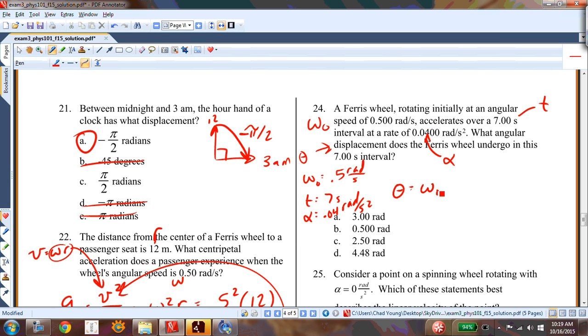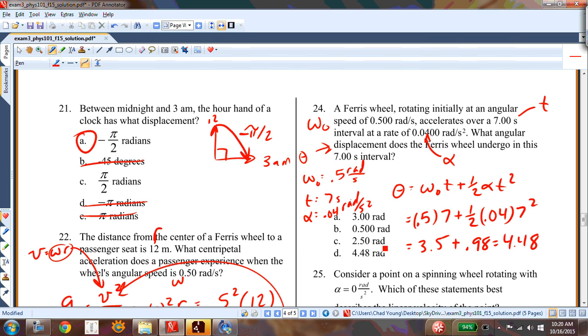Well, I know that theta is omega naught t plus 1/2 alpha t squared. Omega naught is 0.5 times 7 plus 1/2 times 0.04 times 7 squared. That's 3.5 plus 4.48. This is 0.98. So D is the right answer for 24.